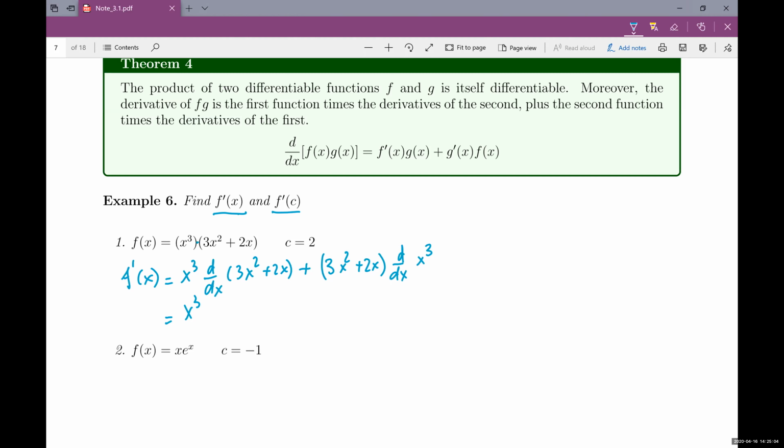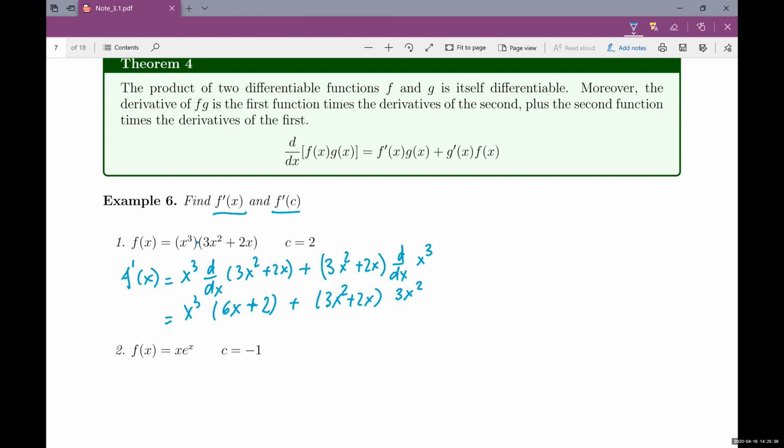So it's going to be, in parentheses, 2 times 3 is 6x, 2 minus 1 is 1. So 6x plus 2 times the derivative of x, which is 1. So the derivative of 2 times x is 2. And then you add, again, you keep the second function here, and you just find the derivative of the first function, which is 3x, 3 minus 1 is 2.